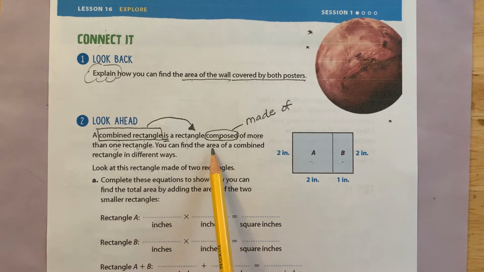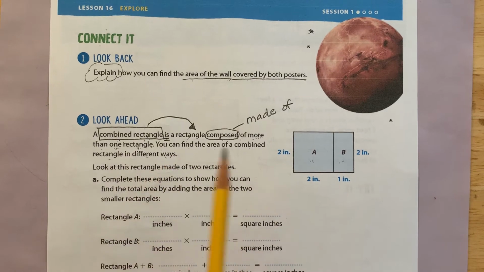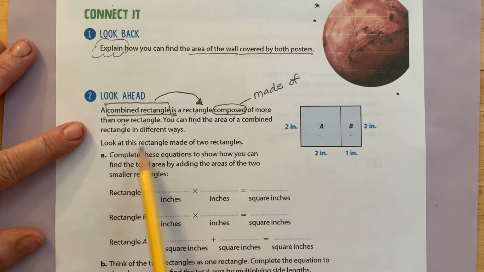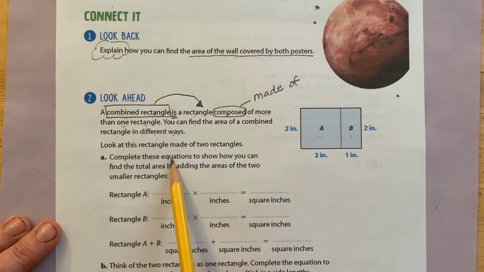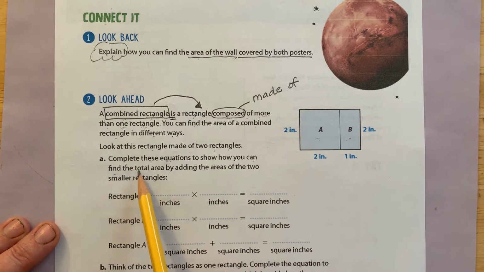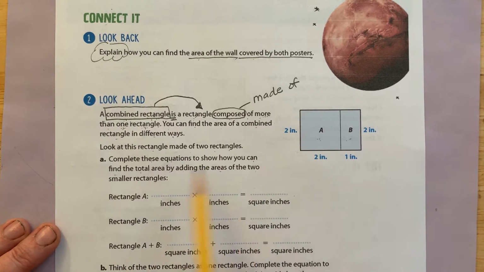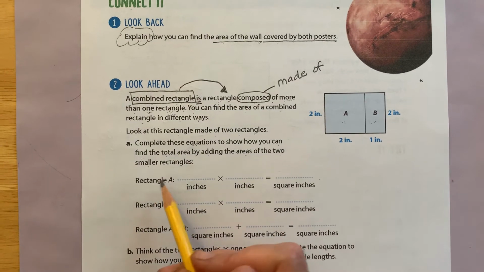You can find the area of a combined rectangle in different ways, kind of like what we did over here. Okay, look at this rectangle made of 2 rectangles. Complete the equation to show how you can find the total area by adding the areas of the 2 smaller rectangles. Okay, so let's talk ourselves through this.